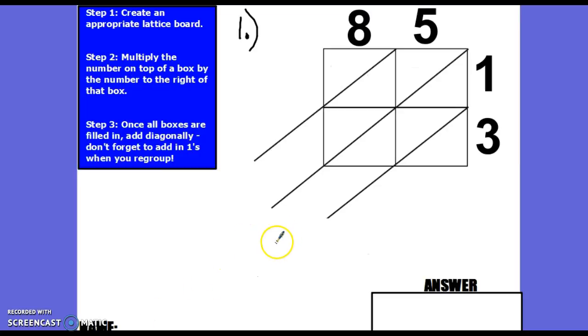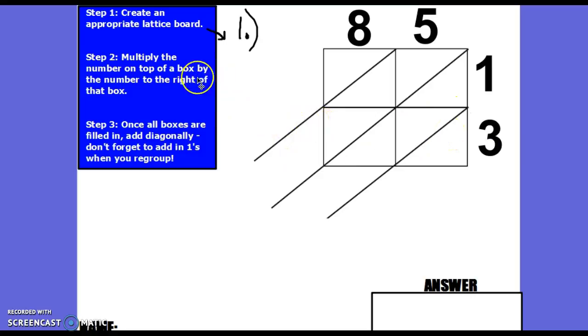The first one I have is finding the product of 85 times 13. So I've set up step 1 for number 1. I've created an appropriate lattice board. You can see that because I have a two-digit number on top and a two-digit number to the side. And I'm not just dealing with one digit anymore. If I were, then I would remove this, and I wouldn't even need this bottom box anymore. But because it's a multi-digit number, I need that bottom box.